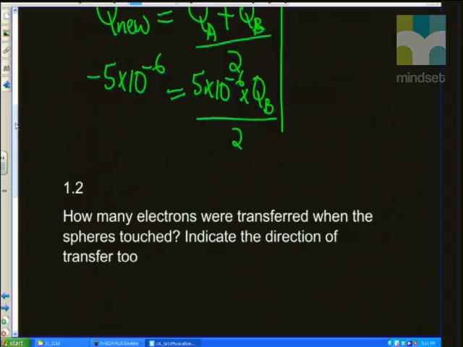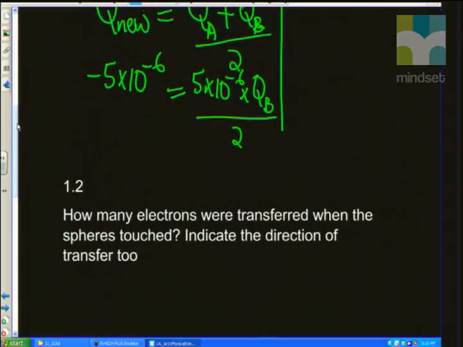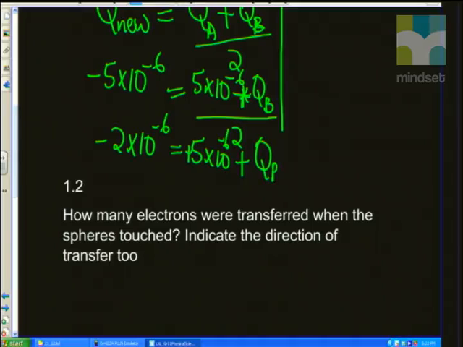Now, if I am to work this out, this is going to be minus 5 by 10 to the power minus 6 equals positive 5 by 10 to the power minus 6 plus QB, all divided by 2. Therefore, my QB would be equal to, so this 2 times that should be minus 10. 2 times minus 5 is minus 10 by 10 to the power minus 6.